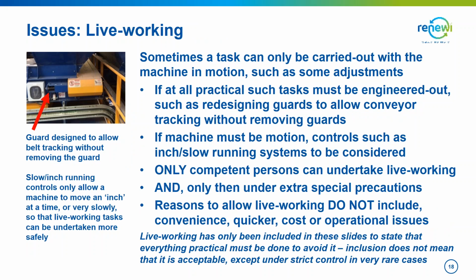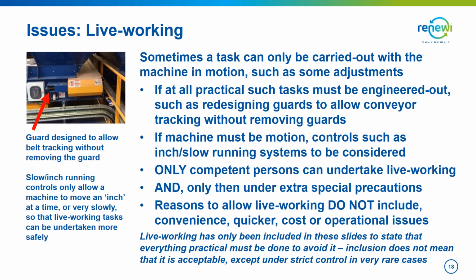Live working, these are tasks which cannot practically be carried out except when the machine is running. Now, typically in waste management, the most common one is tracking conveyor belts. The first thing you should do is try and engineer out the need for live working. So you can design guards at the end, runs of conveyors, which allow tracking to take place without the guard being removed. And there's an example shown in the picture top left.